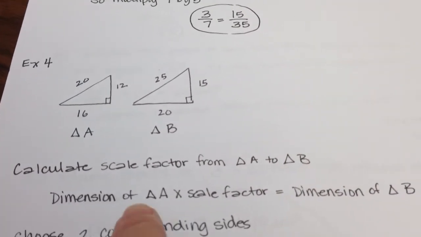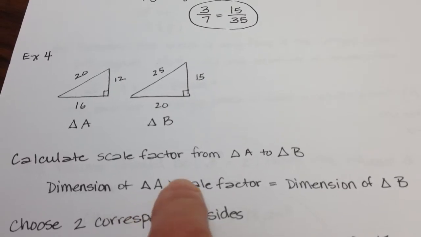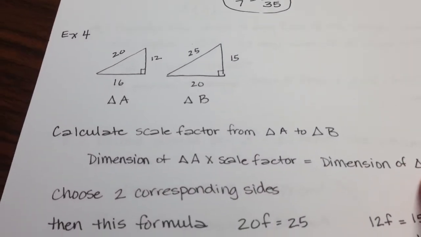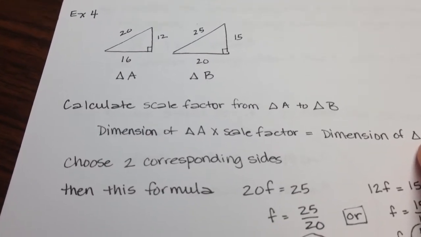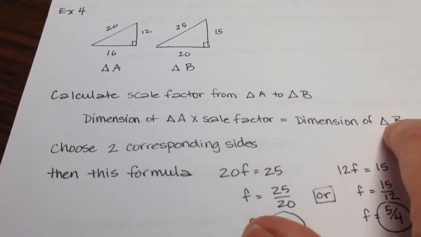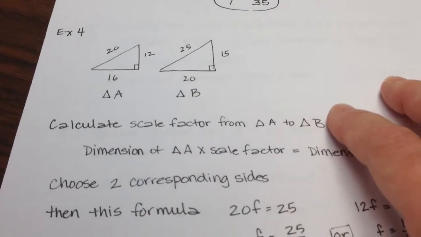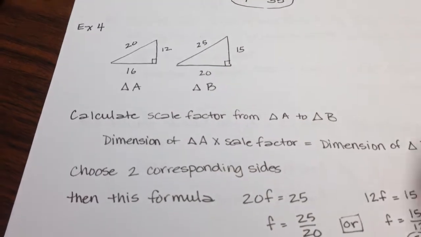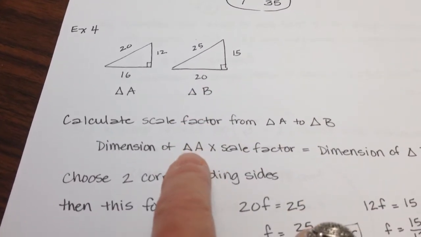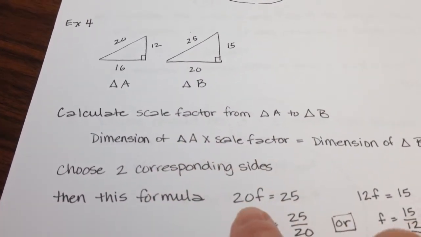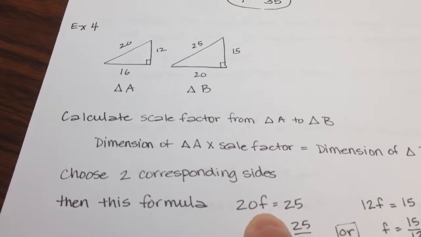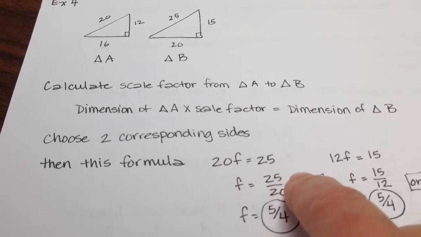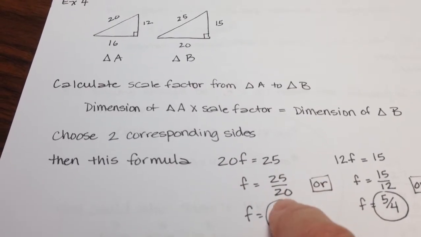So this is easy. We're going to get the dimension of triangle A times the scale factor will equal the dimensions of triangle B. What? Just watch. I'm going to choose two corresponding sides. Remember, we've done that before. So I am going to choose 20 and 25. So to get the scale factor, all I'm going to do is triangle A times scale factor. So 20 times F for scale factor equals 25. Now I'm going to isolate F. So F equals 25 over 20, or 5 over 4.